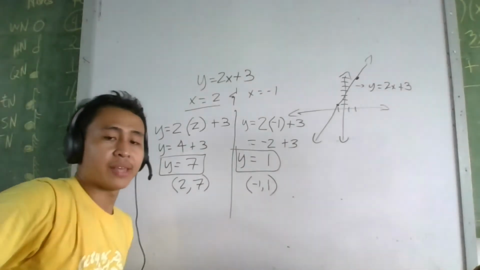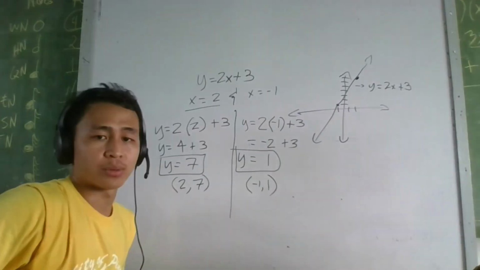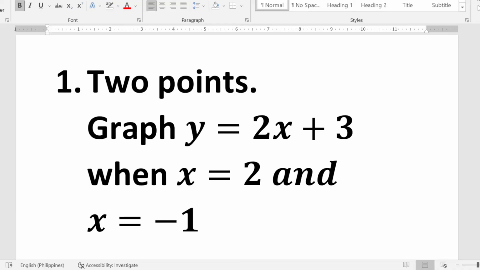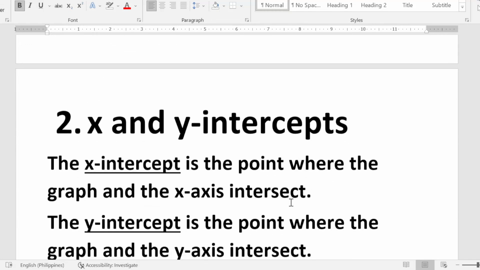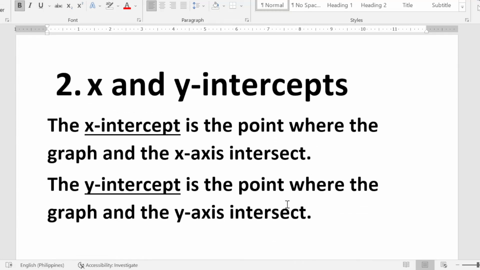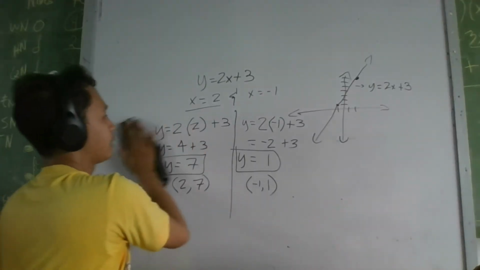Okay? Next is we have another way on how to graph a linear equation. And that is using x and y intercept. Ano nga bang ibig sabihin ng x and y intercept? So yung x-intercept is the point where the graph and the x-axis intersect. The y-intercept naman is the point where the graph and the y-axis intersect. So let me explain that one here. So let me erase this muna.